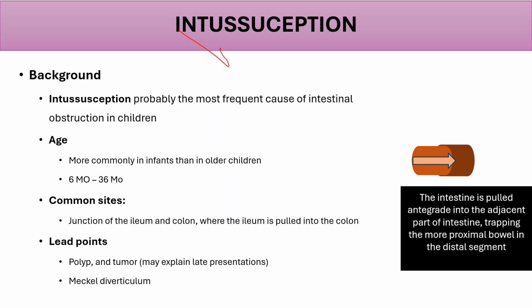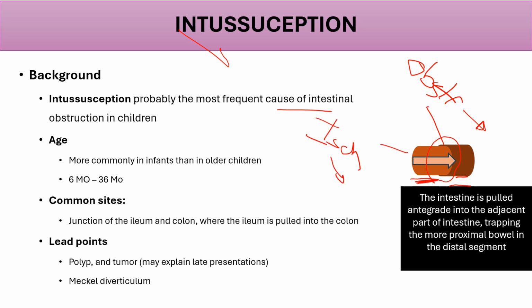What is intussusception? It is when a part of the intestine is pulled antegrade into the adjacent part of the intestine, trapping the more proximal bowel in the distal segment. Initially, this will present with bowel obstruction, and this is actually one of the most common causes of bowel obstruction in children. Then if it's not treated on time, this will cause ischemia, and ischemia after that will cause necrosis. At this time you will have blood in the stool, and this is a late presentation. Then it can cause bowel loss.